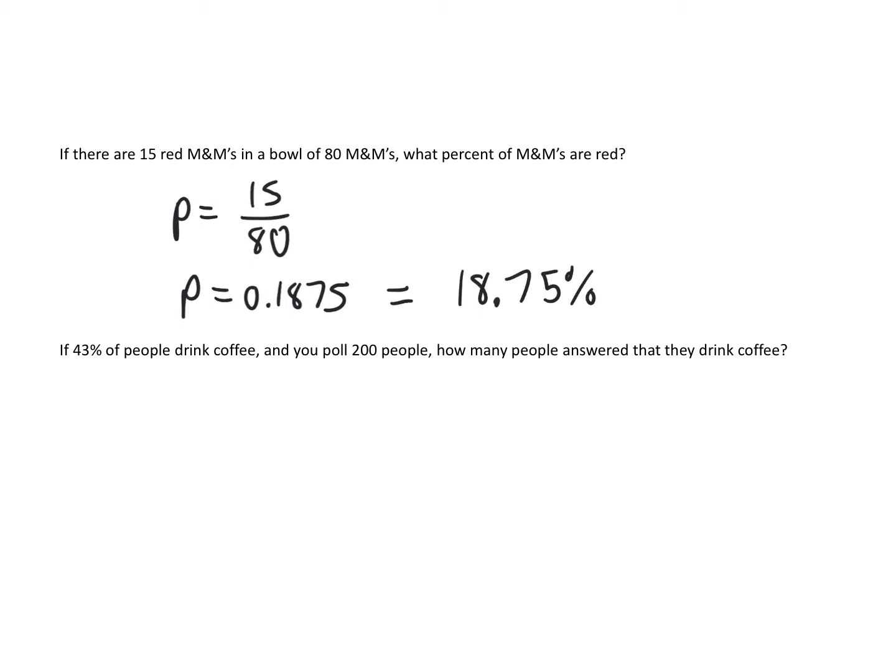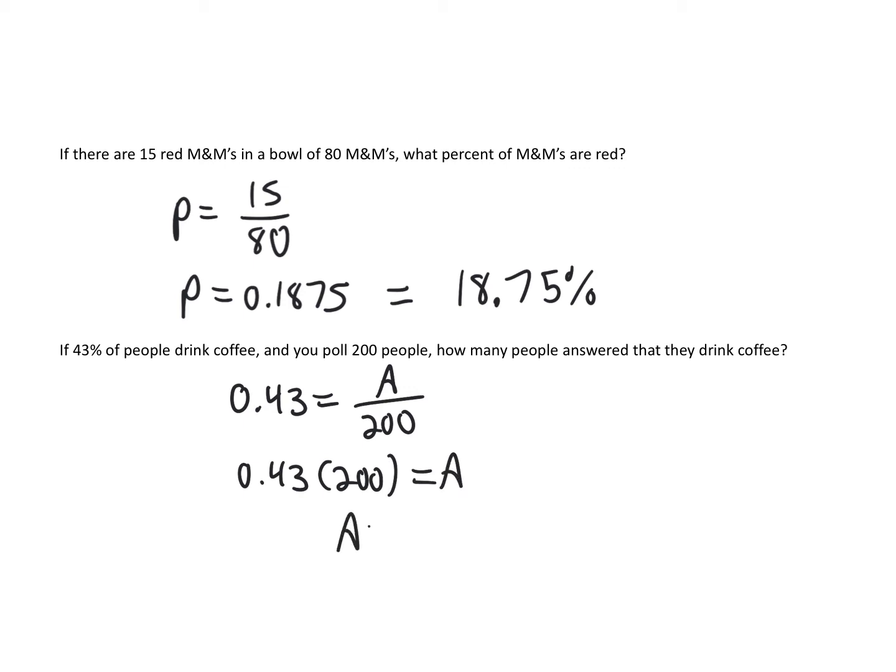The second example here, we have 43% of people drink coffee and we polled 200 people. So how many answered that they drink coffee? So 0.43. We're looking for the part or the amount, and we have the whole or the base, which is 200. So we can just multiply to get A, which will be 86 people.